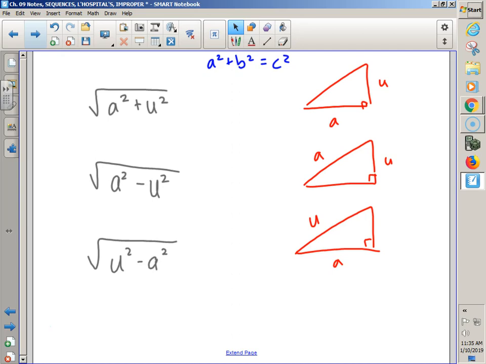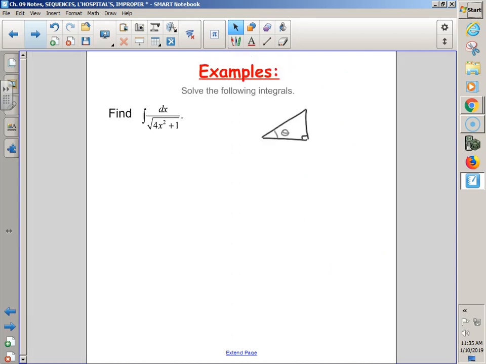Well, the problem is an a plus u and an a minus u doesn't have a square root. Struggle, huh? So let's take this guy. How would you integrate him? Not arctangent, he has a square root. Not arcsine or arcsecant, doesn't have a minus. So what could we do?